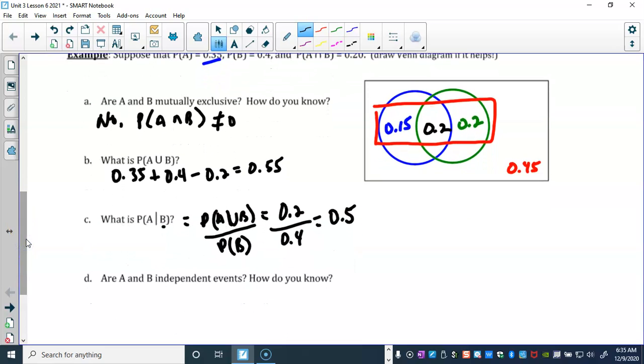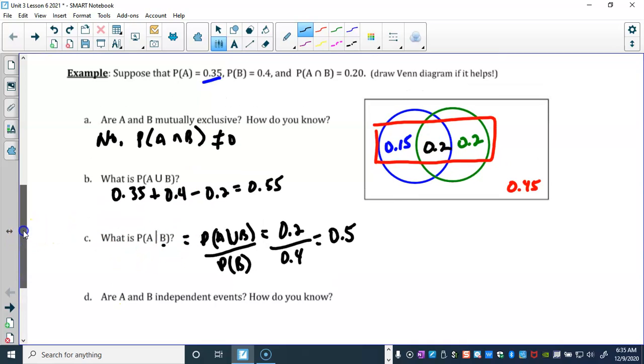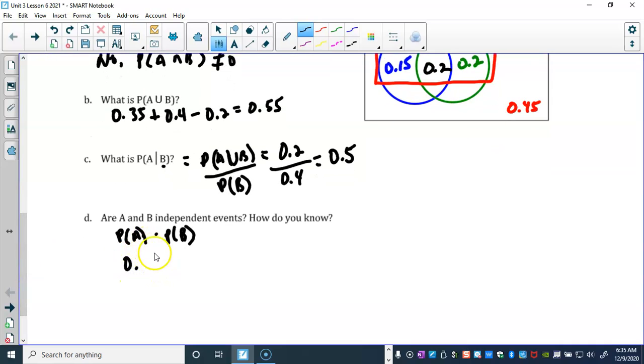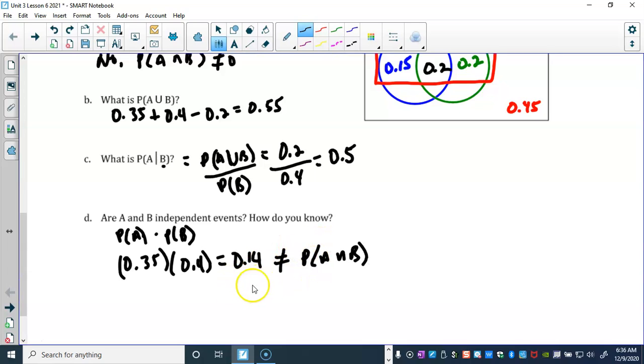So are they independent? Remember, anytime you have a question of independence, you're going to multiply. So if you take the probability of A times the probability of B and multiply them together, 0.35 times 0.4, that's going to equal 0.14, which is not equal to the probability of A and B for this problem. 0.14 is not equal to 0.2. So no, they're not independent.